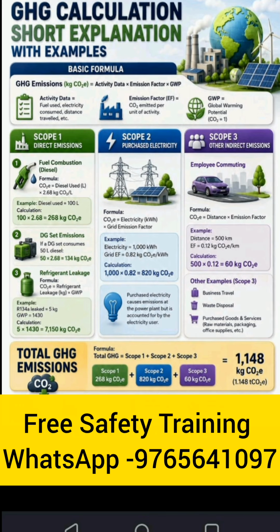Next, the DG set emission. If you are using a DG that consumes 50 liters of diesel, then 50 into 2.68 equals 134 kg CO2.